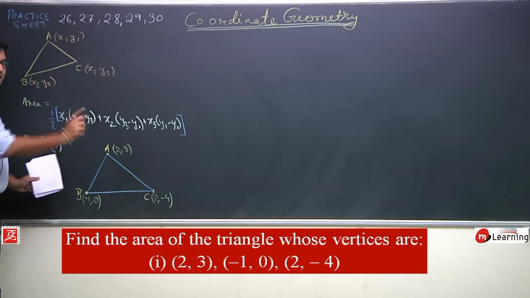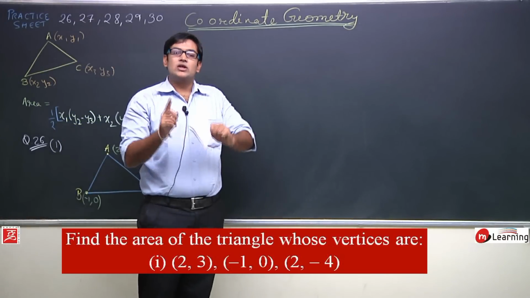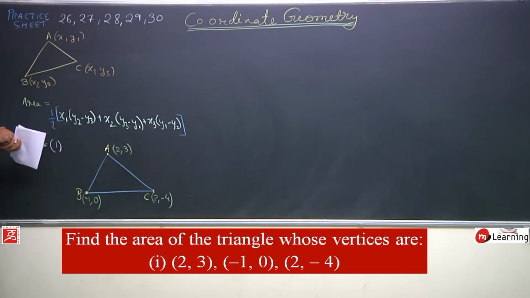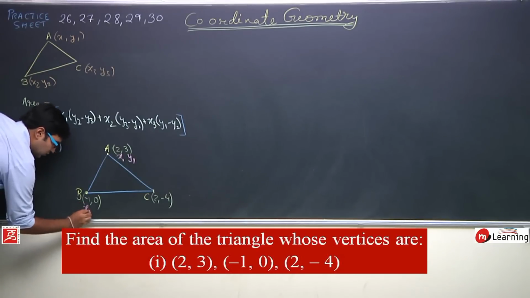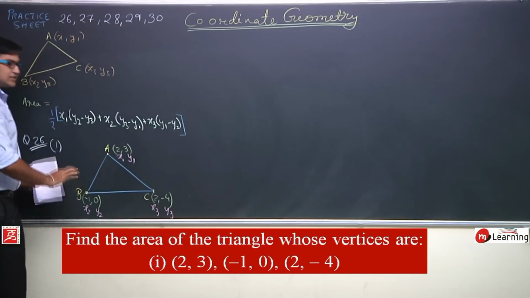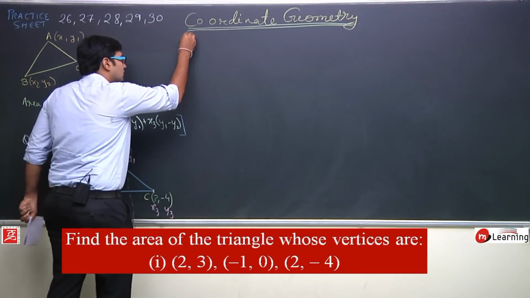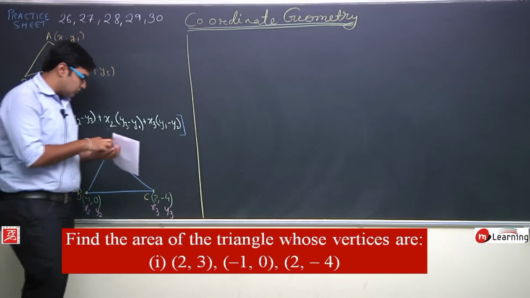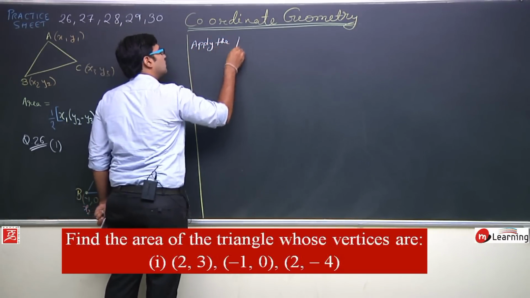When I compare this triangle, I can mark any vertex as x1, y1, any vertex as x2, y2 and any vertex as x3, y3. So I am going to assume that this is x1, y1, this is x2, y2, this is x3, y3. It's just an assumption that I have taken for my convenience. So after this we have x1, y1, x2, y2, x3, y3. Now you just need to apply the formula.